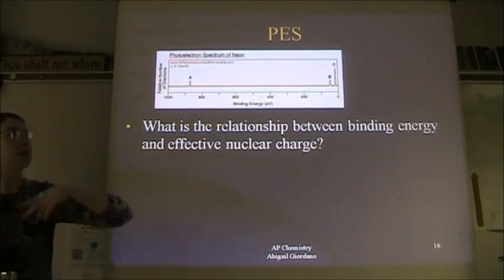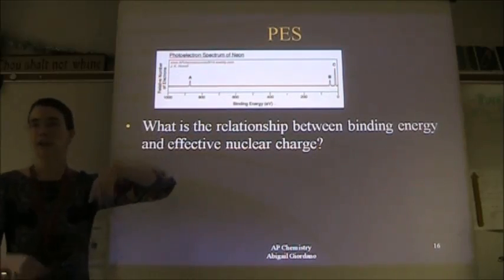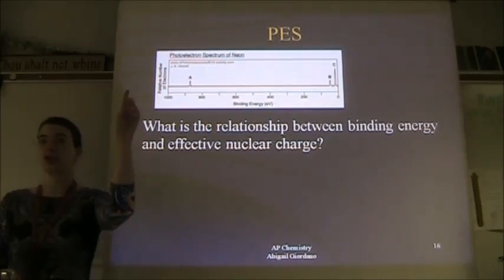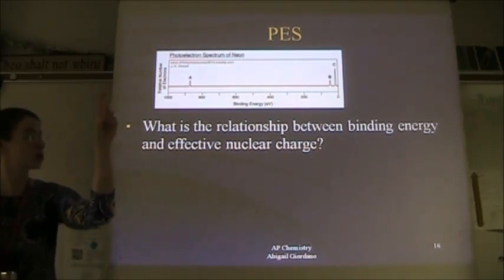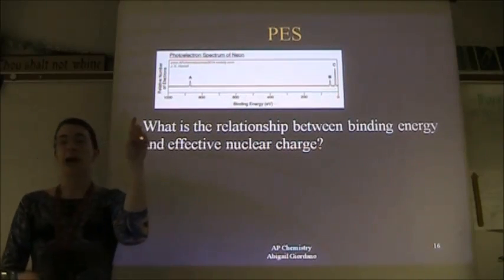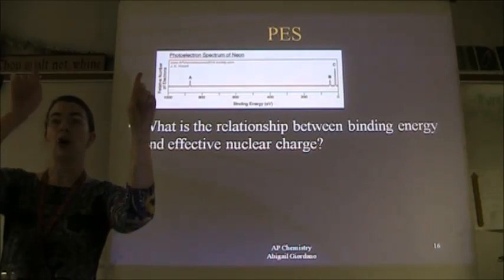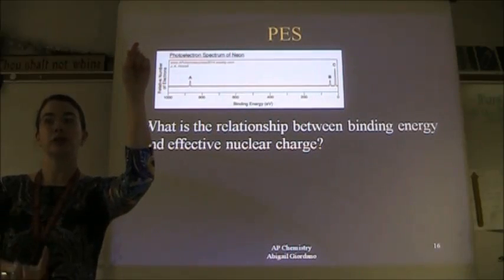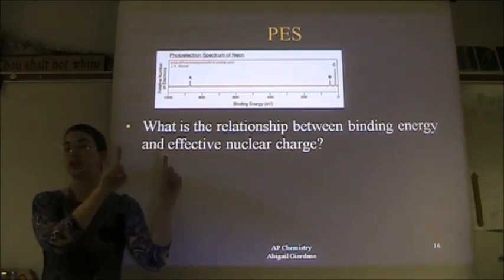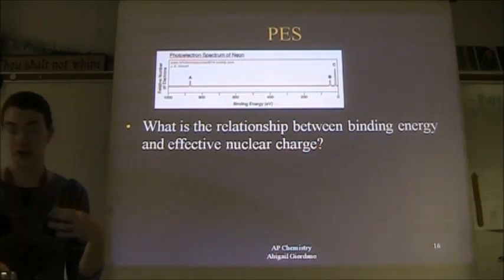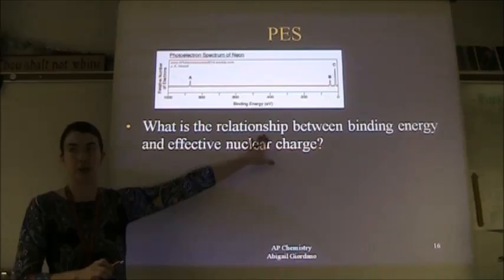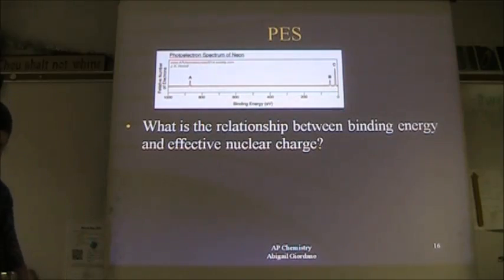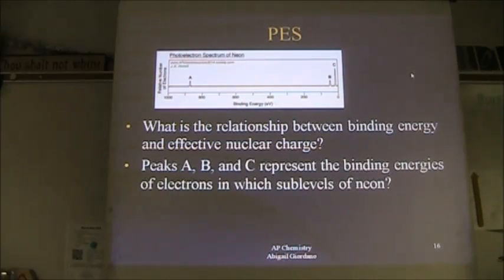If an electron, or maybe even two electrons within the same sublevel, are experiencing a very strong effective nuclear charge, large effective nuclear charge, will my number for the binding energy, the ionization energy, also be large or very, very low? Which one? Strong effective nuclear charge? Very large ionization energy, or high number for binding energy. This is a direct relationship. The stronger the effective nuclear charge, the greater the binding energy. Okay?